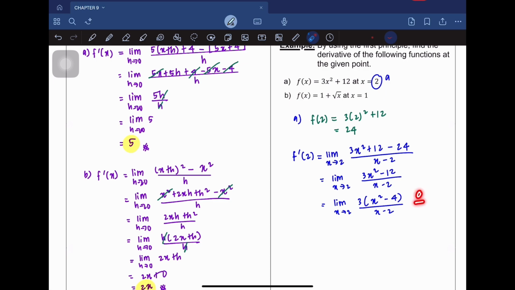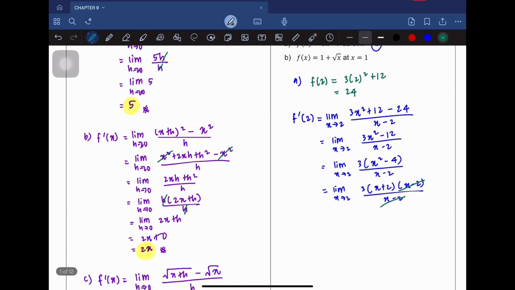Okay, so ni masih 0 over 0. So try factorize this one, masukkan dalam kalkulator, awak akan dapat 2 roots. Okay, so bila dapat 2 roots, awak jadikan dia faktor, dia jadi x plus 2 dengan x minus 2. Okay, so you can cancel out this one.